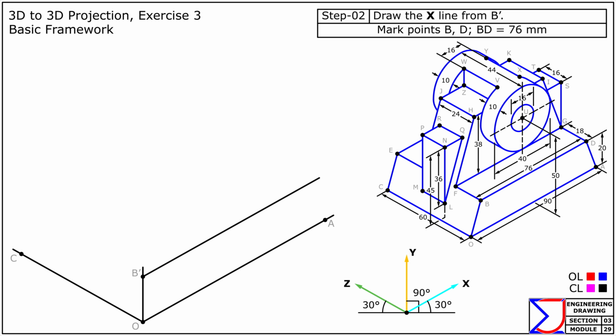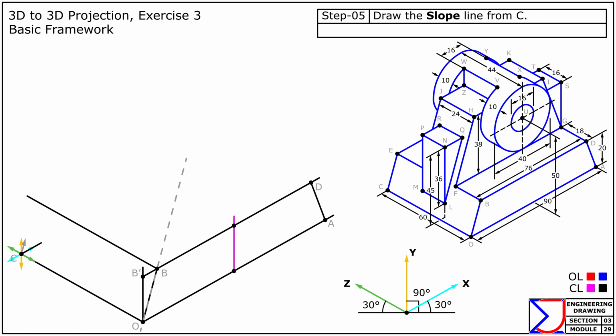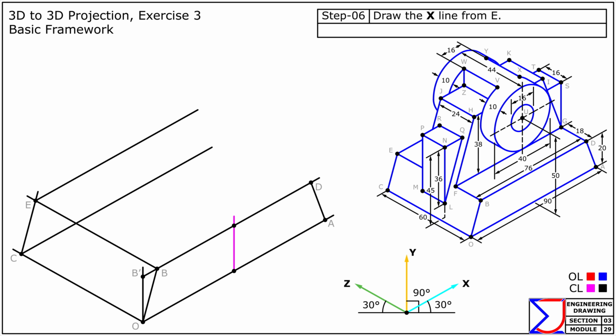Mark points B and D at their respective distances. Join points B and O, points D and A, which define the endpoints of the slope lines. At point B, draw the remaining parallel line. At point C, draw the remaining parallel line. The intersection obtained is point E. At point E, draw the remaining parallel line. At point D, draw the remaining parallel line.